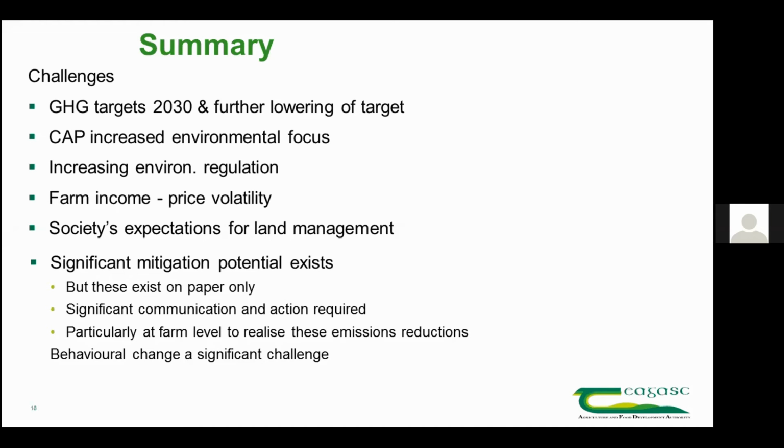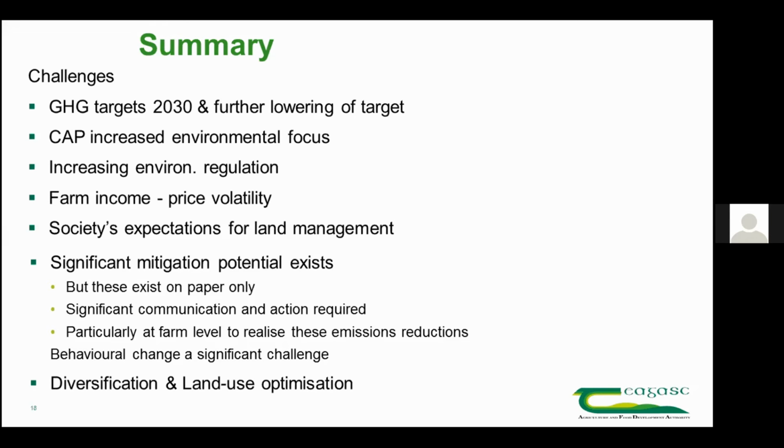Significant mitigation potential exists. That's my final take-home point, but these only exist at the moment on paper. There's significant advisory, communication, and action required by all of the stakeholders across the entire farm to fork value chain. So this needs a joint effort from scientists, from advisors, from farmers, and also from industry, and particularly the focus for most of the MAC measures is at farm level to reduce these emissions. Behavioural change, again particularly in relation to land use, land management, and also soil husbandry and nitrogen husbandry needs to change in a significant way.